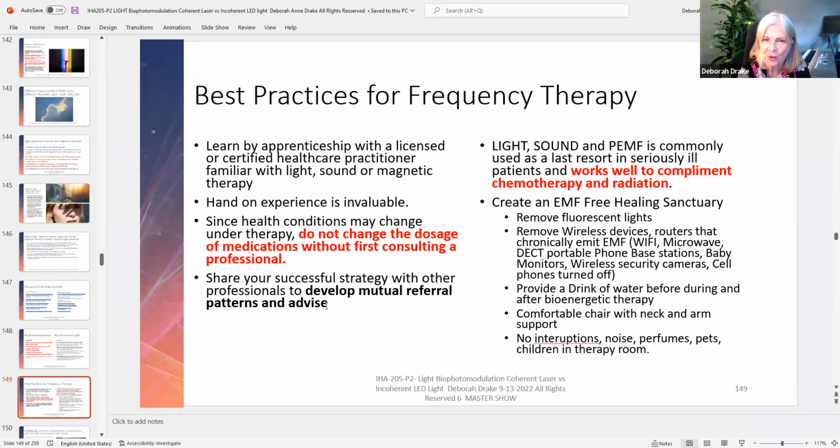Now, share your strategy with other professionals so they know what you're doing, and they might have some clients to send you back as well. And remember that light, sound, and PEMF therapy are so safe, but unfortunately taboo by insurance.